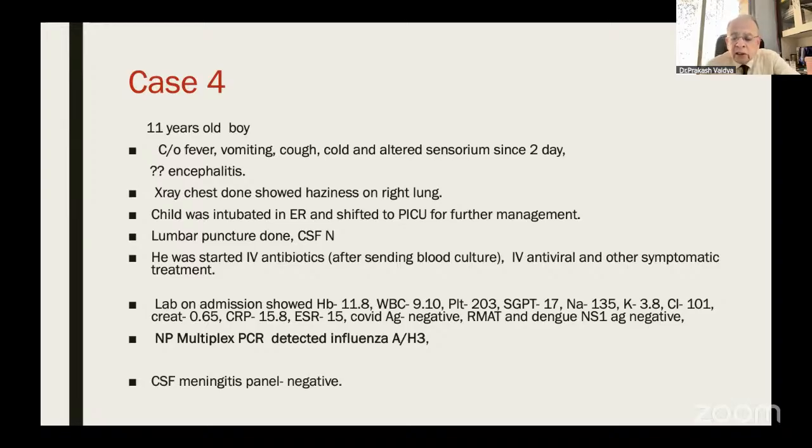So in this situation, Dr. Anil, what is your approach? But before that, I'll just ask a quick question to both of you: what is the best time to give oseltamivir in terms of the time frame of the illness? So the best time frame will be less than 48 hours from the onset of fever.